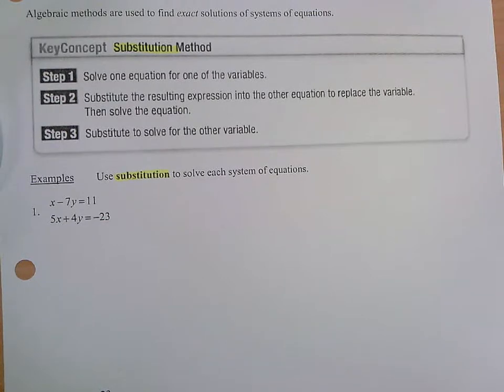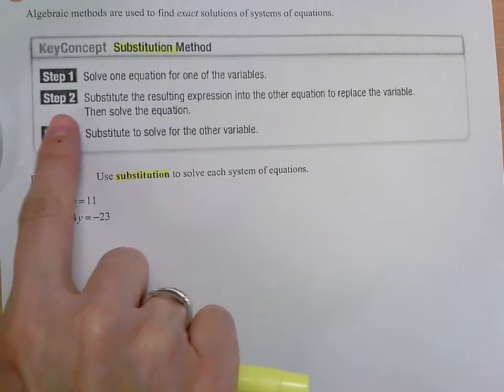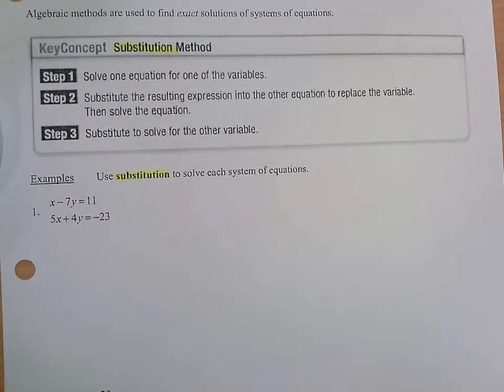So with substitution, you are substituting one equation into the other. So you want to make sure that one of your two equations you have solved for one of your variables, x or y, and then you substitute that expression into the other equation to replace whichever variable you solved for. And then say you solved for x, once you find x, you can substitute that back into an equation to find your other variable y. So there's multiple substitutions happening.